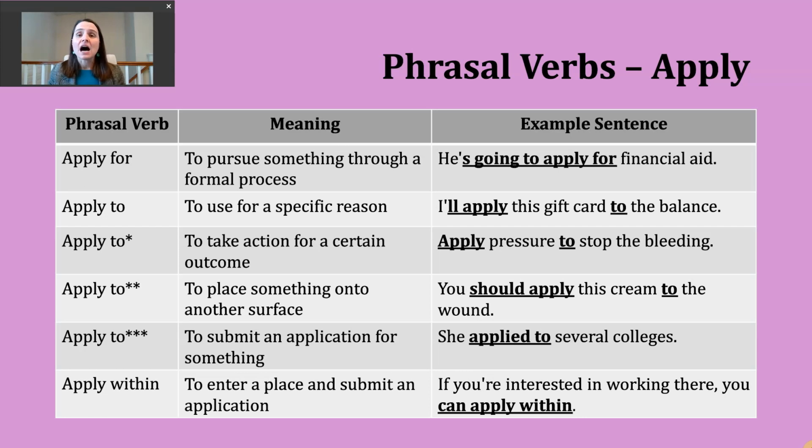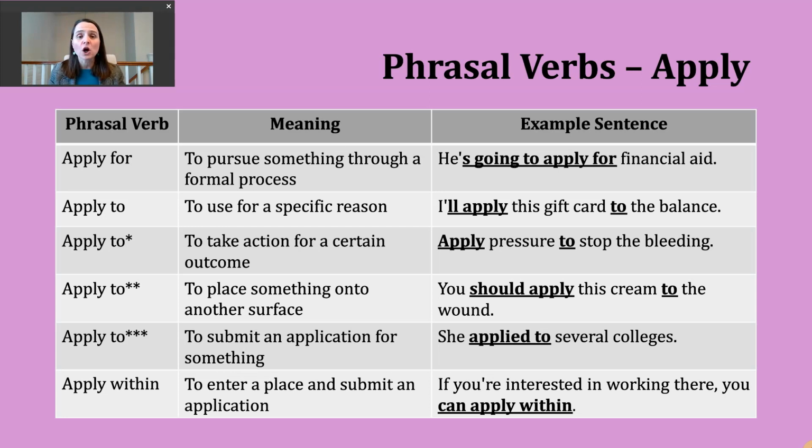Okay? So the next phrasal verb we'll look at is apply to. This can have a number of different meanings. We're going to focus on 4 of them today. The first way to use apply to is for a particular reason or a specific reason. So with this usage, we're going to separate apply, and then we're going to have that object before we use our preposition to. An example sentence: I'll apply this gift card to the balance, right?